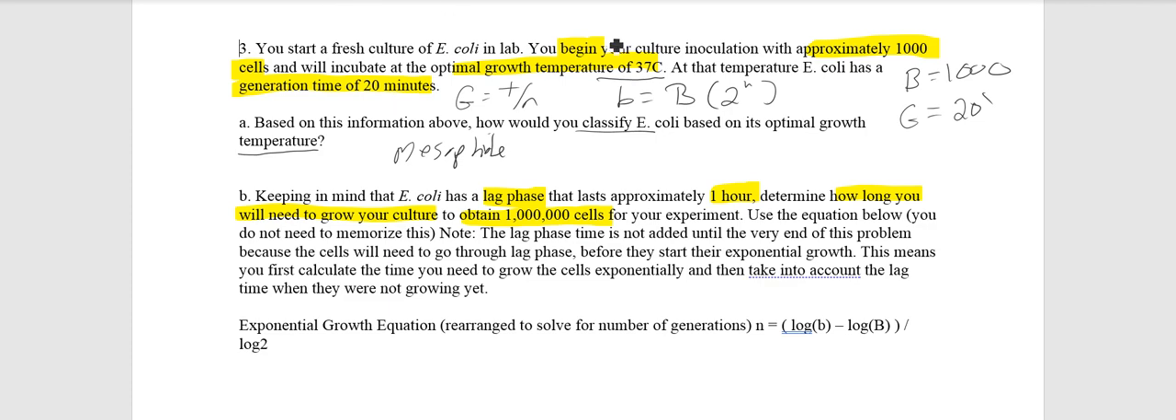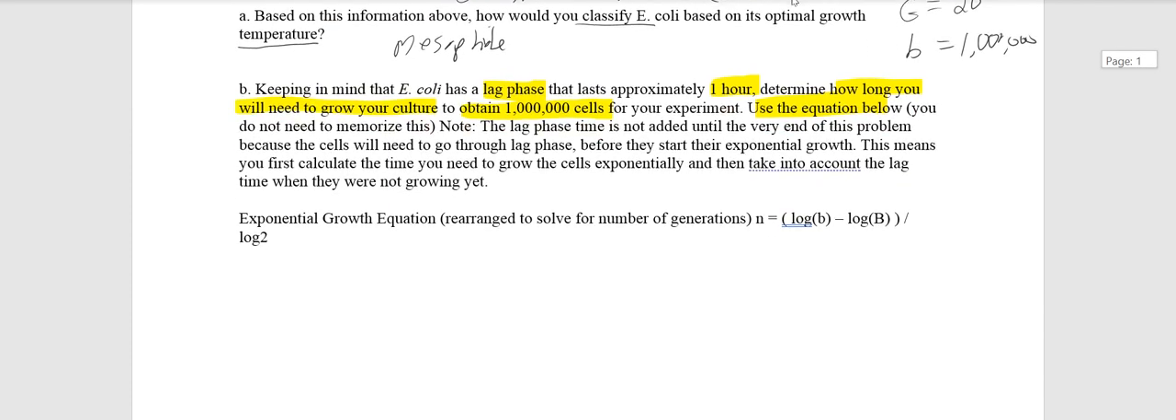And when we looked at our different equations, where little b was the number of cells after, we know that that's going to be 1 million. And then the problem says, use the equation below to actually solve this problem. And it gives you all the information here; you don't need the lag phase until the end. So let's actually look at that problem. This is the exponential growth equation. So remember we had little b equals big B times 2 to the n.